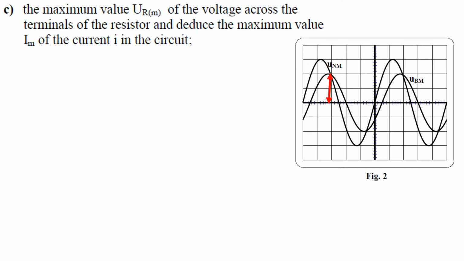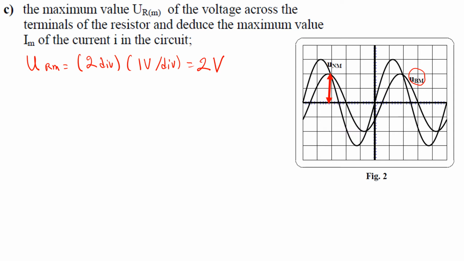The maximum value URM, UR maximum, is on UBM, so it is the waveform below. Okay, I have URM equal to 2 divisions multiplied by the same vertical sensitivity of 1 volt per division, giving 2 volts.